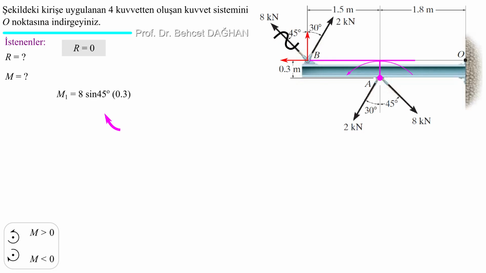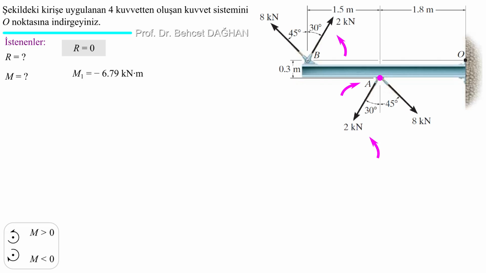The horizontal component of the 8 kilonewtons force at point B creates a counterclockwise moment about point A. Therefore, it creates a positive moment. 8 sine 45, 0.3. The moment of the vertical component of this force about point A is in the clockwise direction. Hence, it is negative. 8 cosine 45, 1.5. The total moment was minus 6.79 kilonewton meters. Let's move on to the other couple.